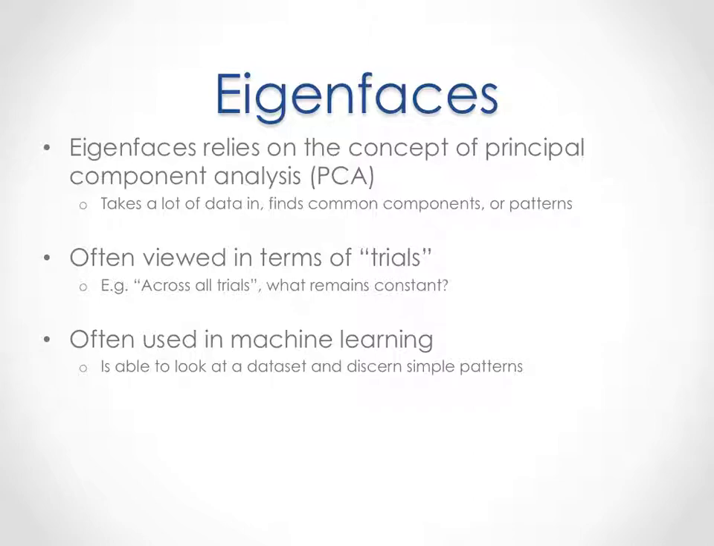This kind of concept is often used in machine learning because without any kind of constraints or preconceptions about what kind of data we're looking at, we can pull out common patterns from all those different trials or all those different instances of data. That would be part of an unsupervised learning kind of paradigm, where we're not saying, hey, this is class A, this is class B. We're just saying, here's a bunch of data, tell me what's similar across all the different trials.